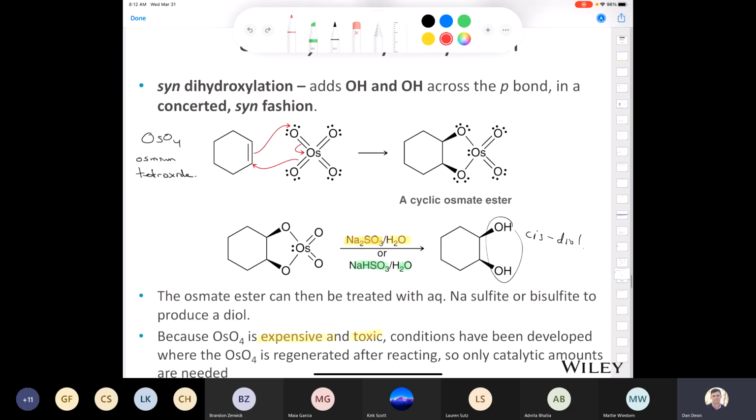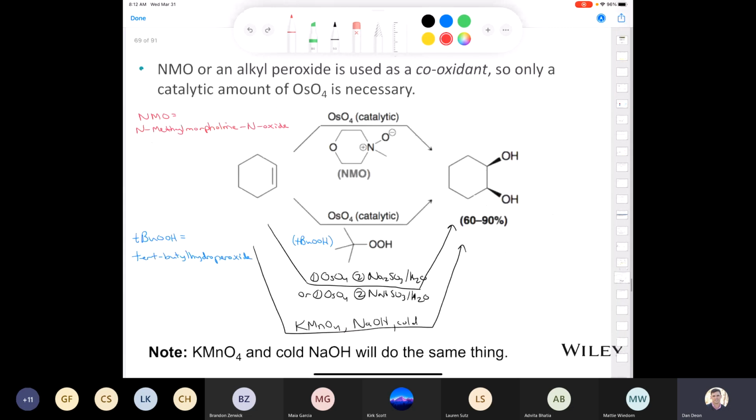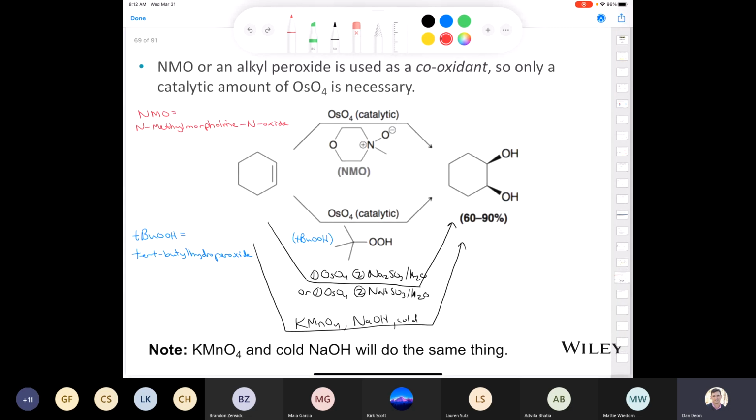Now, I told you that the problem with this reaction is that osmium tetroxide is really toxic. In fact, I even worked with somebody who refused to work with osmium tetroxide. She said it's too dangerous. And so you might be wondering, is there a workaround? And yes, there is. And we talked about this last class too. The two workarounds would be these two possibilities here.